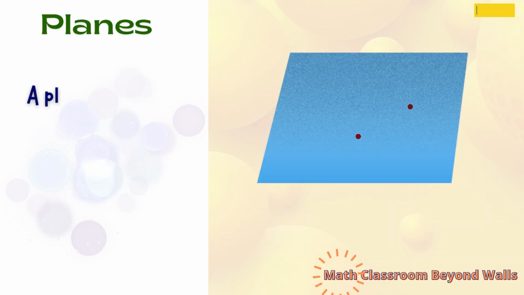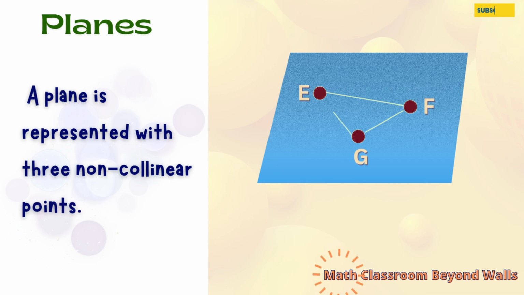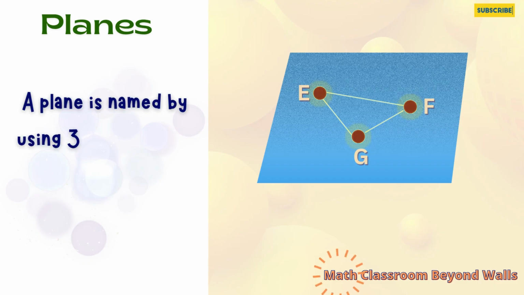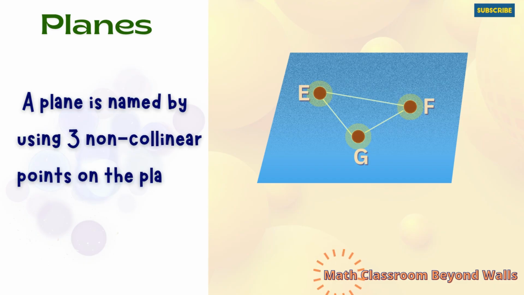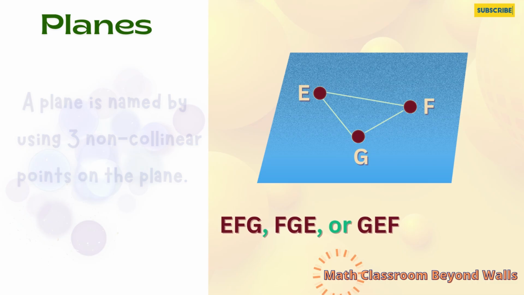In geometry, a plane is represented with three non-collinear points. Consequently, it is named by using three non-collinear points on the plane. The plane here is named as plane EFG or FGE or GEF. The order of the points doesn't matter.